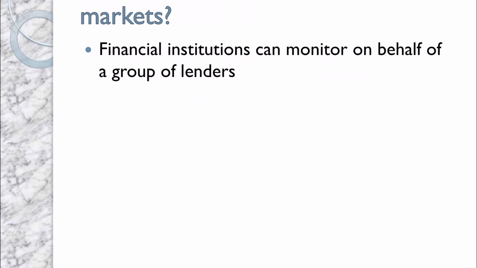Why financial institutions and markets? How do financial institutions and markets help solve those three problems that we listed previously with direct lending: the monitoring cost, the length of time for repayment, and the liquidity risk? Well, one, financial institutions can monitor on behalf of a group of lenders. So instead of you assuming the sole responsibility of monitoring this borrower that you have loaned money to, now that responsibility falls on these financial institutions, and you have some protection.